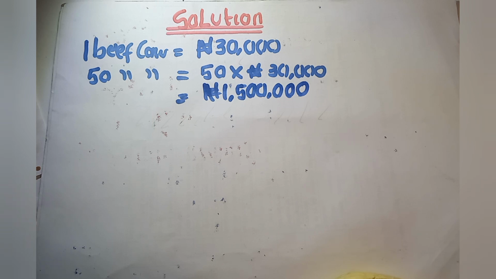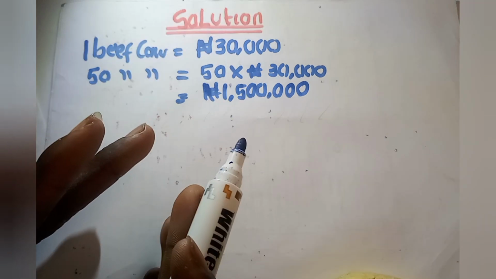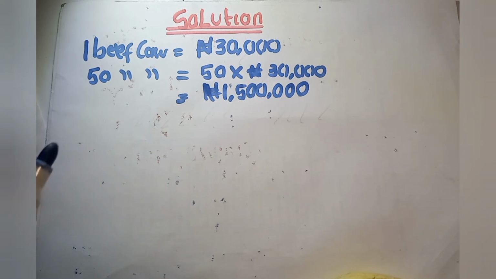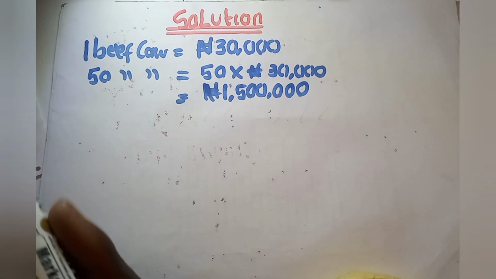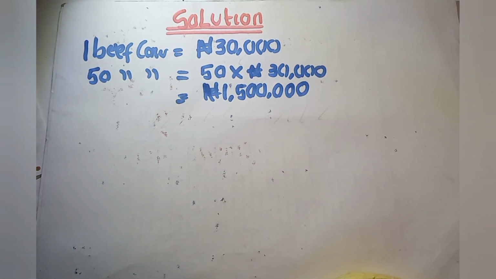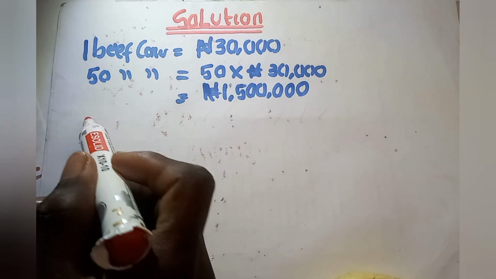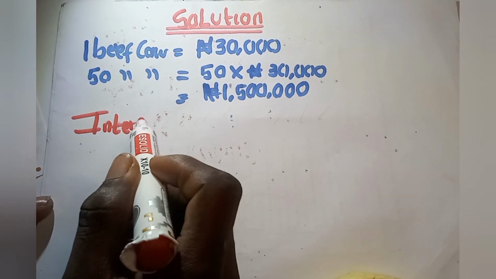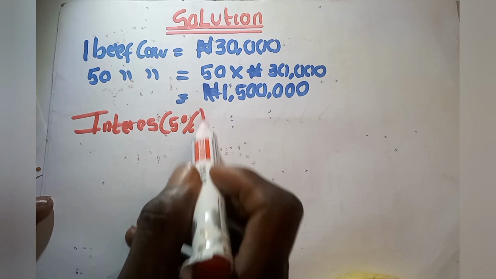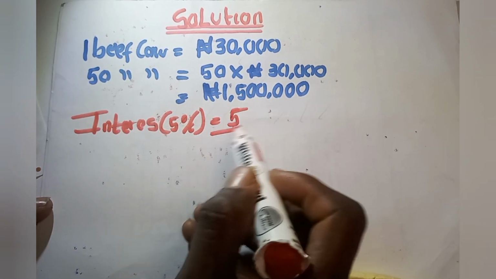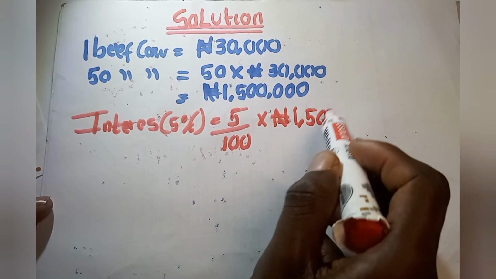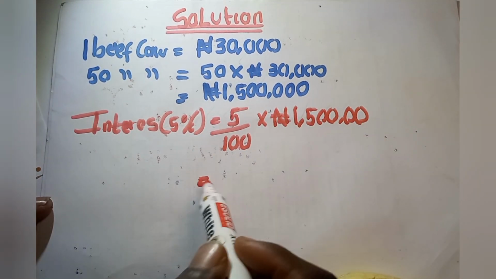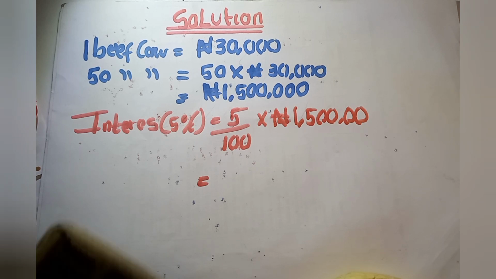Now I want you to pay attention. Don't forget that the ruling interest rate is 5%. Therefore, I'm going to be estimating interest on 1,500,000 naira. Since they gave me that the interest rate is 5%, I will put interest 5% on this 1.5 million. I'm going to have 5 over 100, multiplied by 1,500,000 naira. So I'm going to have 0.05 multiplied by 1,500,000.